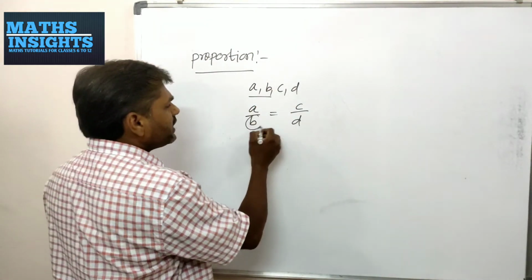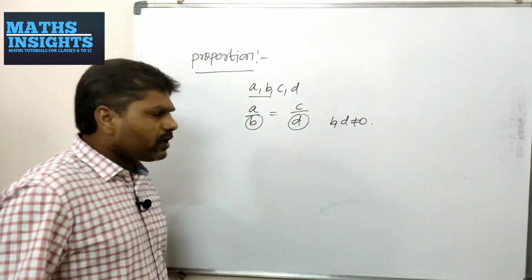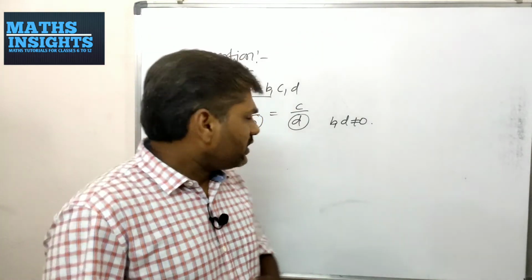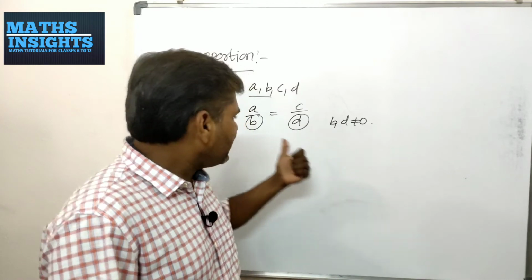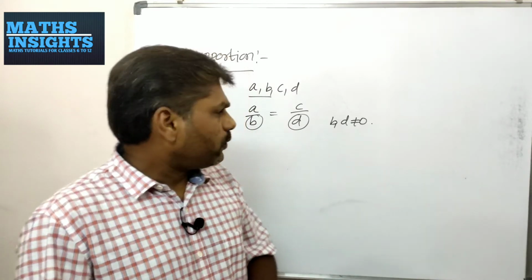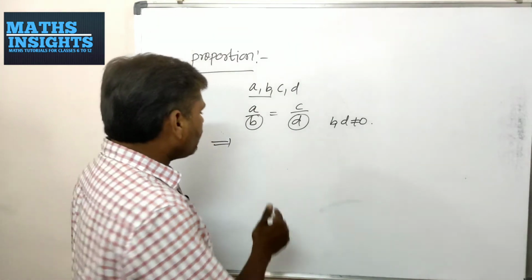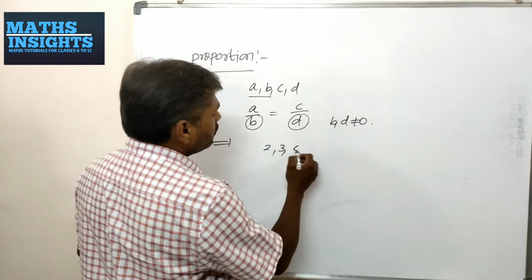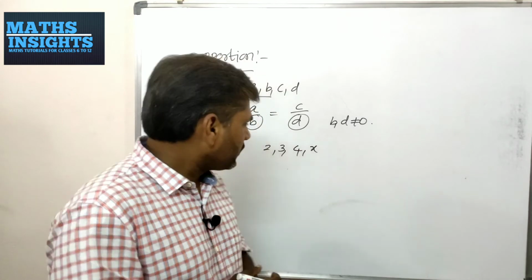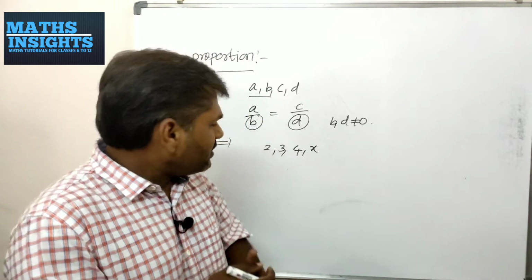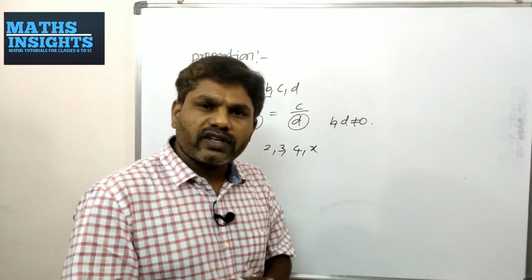Here care should be taken that the values of B and D should not be equal to 0. Why? Because if they become 0, then you cannot define this ratio. That's why care should be taken that the denominator should not be 0. How do the problems involve this? Sometimes they will give you three quantities, 2, 3, 4 and x. The fourth quantity is x, which you don't know, and they say that these four quantities are in proportion, then find the value of x.